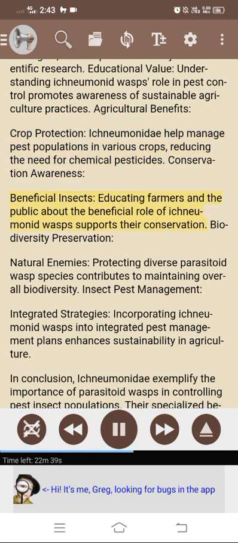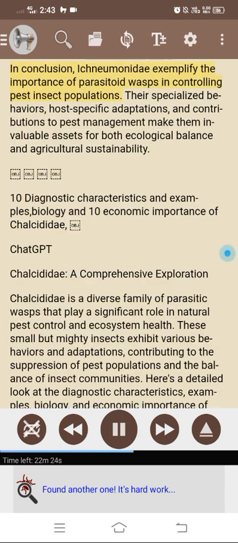Conservation awareness. Beneficial insects. Educating farmers and the public about the beneficial role of these wasps supports their conservation. Biodiversity preservation. Natural enemies. Protecting diverse parasitoid wasp species contributes to maintaining overall biodiversity. Insect pest management. Integrated strategies. Incorporating these wasps into integrated pest management plans enhances sustainability in agriculture.